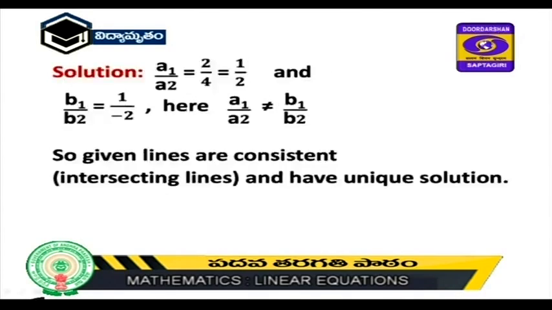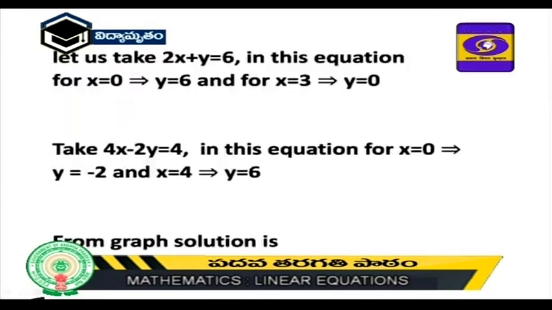If we want to solve, first of all we have to find out whether these lines are consistent or not, that is the types of lines. Here the ratio a1 by a2 equal to 2 by 4, that is equal to 1 by 2, and b1 by b2 equal to 1 by minus 2. These two ratios are not equal. So the given lines are consistent lines. Consistent lines means these lines have a unique solution. These lines are intersecting lines.